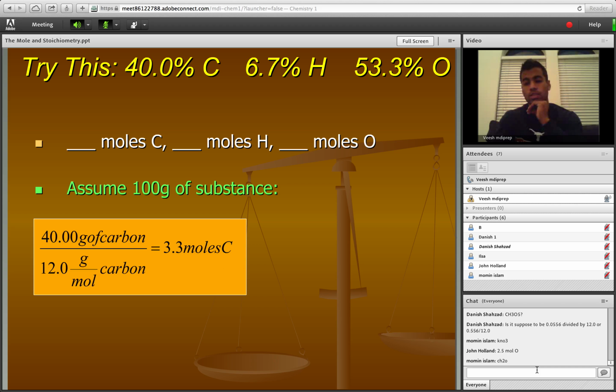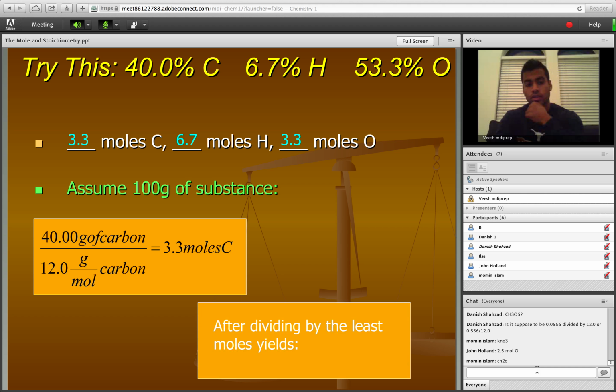Okay, so you've got H2O. So we got 3.3 moles of carbon. We go step by step. And then by the same process, we have 6.7 moles of hydrogen and 3.3 moles of oxygen. So, exactly. So CH2O.